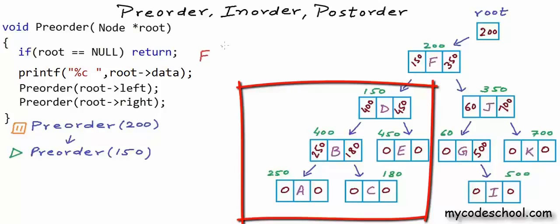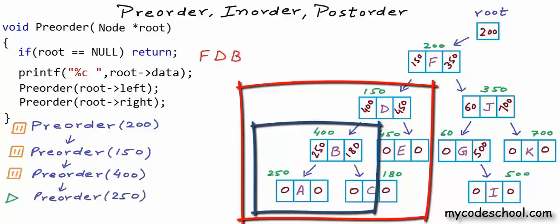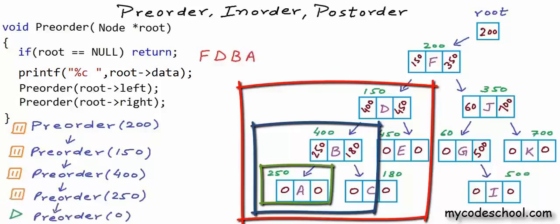Once again, for this call, root is not null, so we will go ahead and print the data. Data in node at 150 is D, and now once again there will be a recursive call. With this call preorder 400, we are saying that we are going to visit this subtree. Once again we will print the data and make another recursive call. Now we have made a call to visit this particular subtree with just one node.